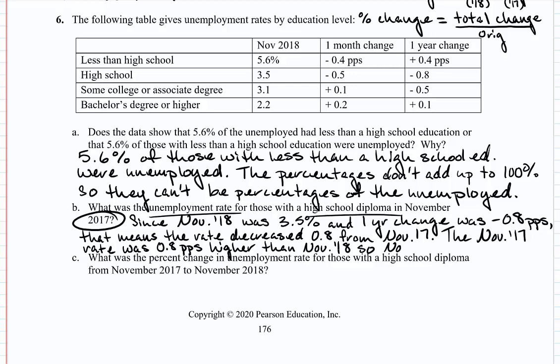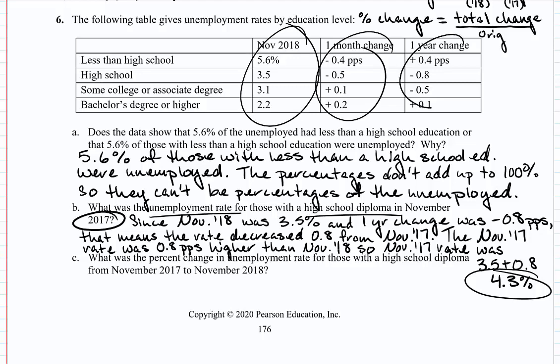The November 2017 rate was, well, if it's 0.8 points higher than 3.5, you would have to add that on, and that's how we get 4.3%. That was the November 17 rate. And part C and part D are somewhat similar. You have to read these columns carefully, make sure you understand what they're telling you. So try part C and part D.